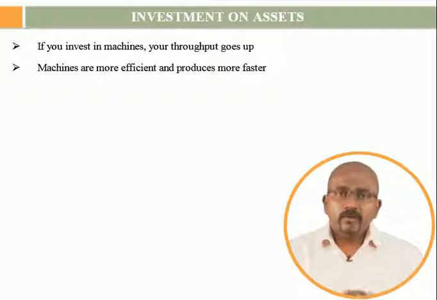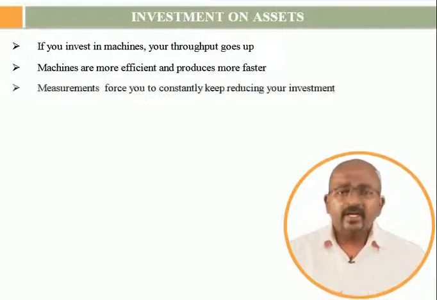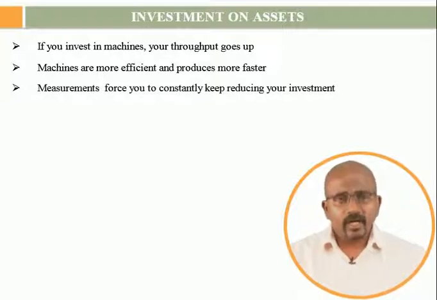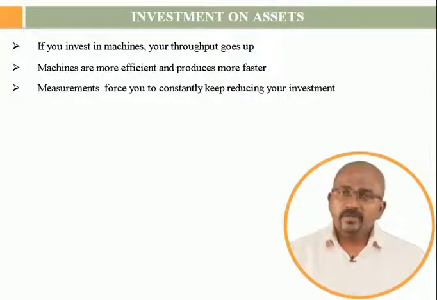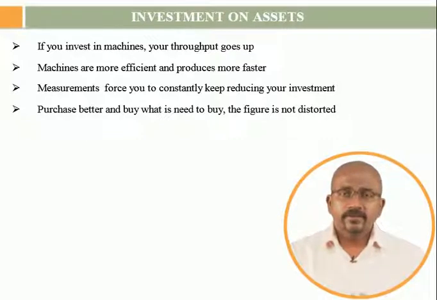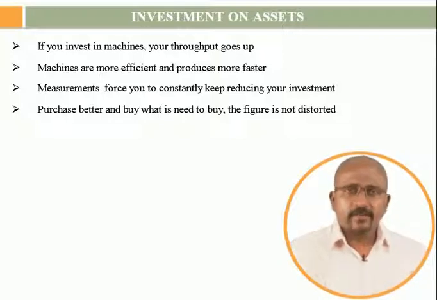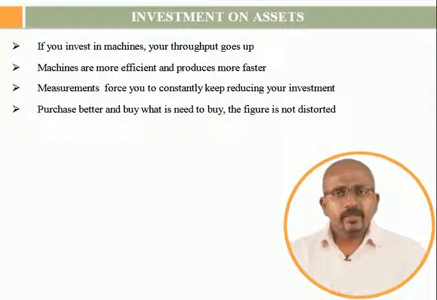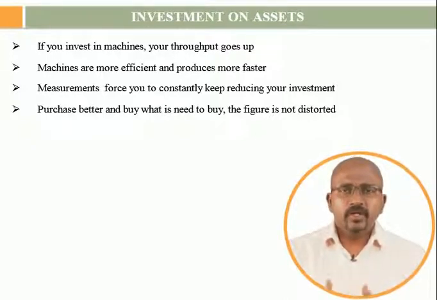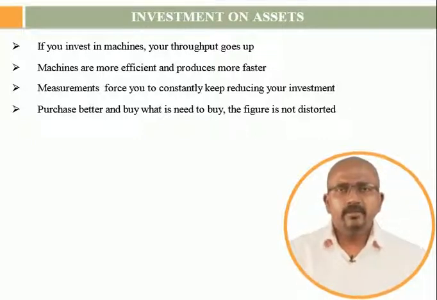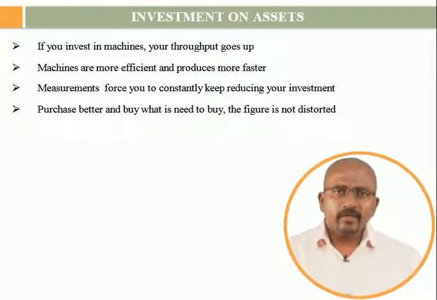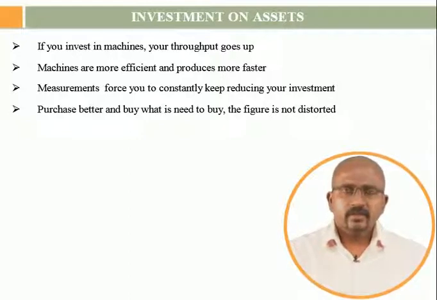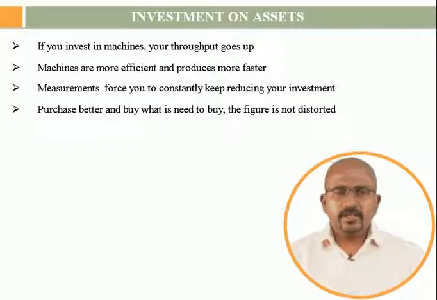Secondly, what is being done by the measurement is that it's forcing you to constantly keep reducing your investment. And it's also giving you a correct measurement. When I'm asking you to purchase better, to buy only what you need to buy, the figure is not distorted. You can say that I bought 100 kgs of raw material. The moment it gets converted into WIP, the traditional measurements cannot give you a very clear understanding of what was actually bought, because WIP is valued much higher than the raw material. So suddenly the value of raw material is no more in value, it is in numbers. WIP would now be measured in numbers, but raw material is measured in value. And again, finished goods is again value.